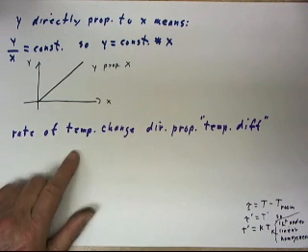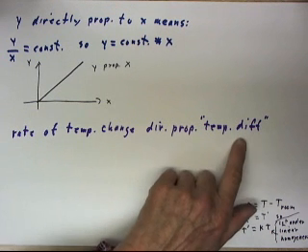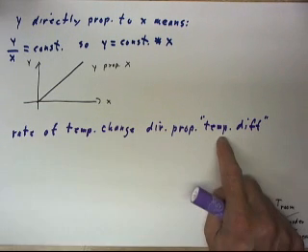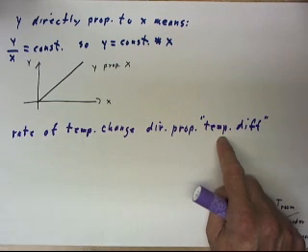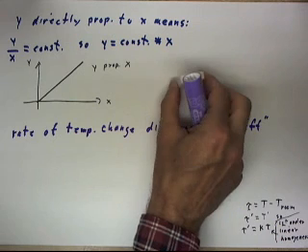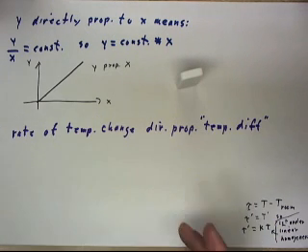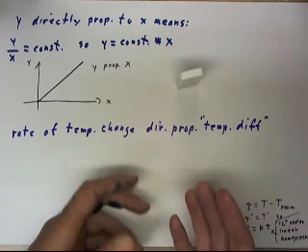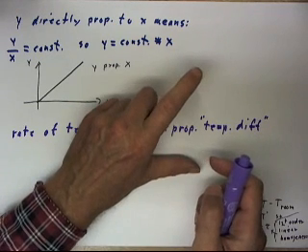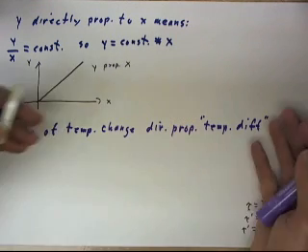Now, rate of temperature change is directly proportional to what we're going to call temperature difference. Let me explain temperature difference a little bit. Right now, in this room, the temperature is about 72 degrees Fahrenheit. If I was to heat this domino up and set it down here and let it cool off, it would cool at a rate that's determined by how much the temperature of the domino differs from the temperature of its surroundings.